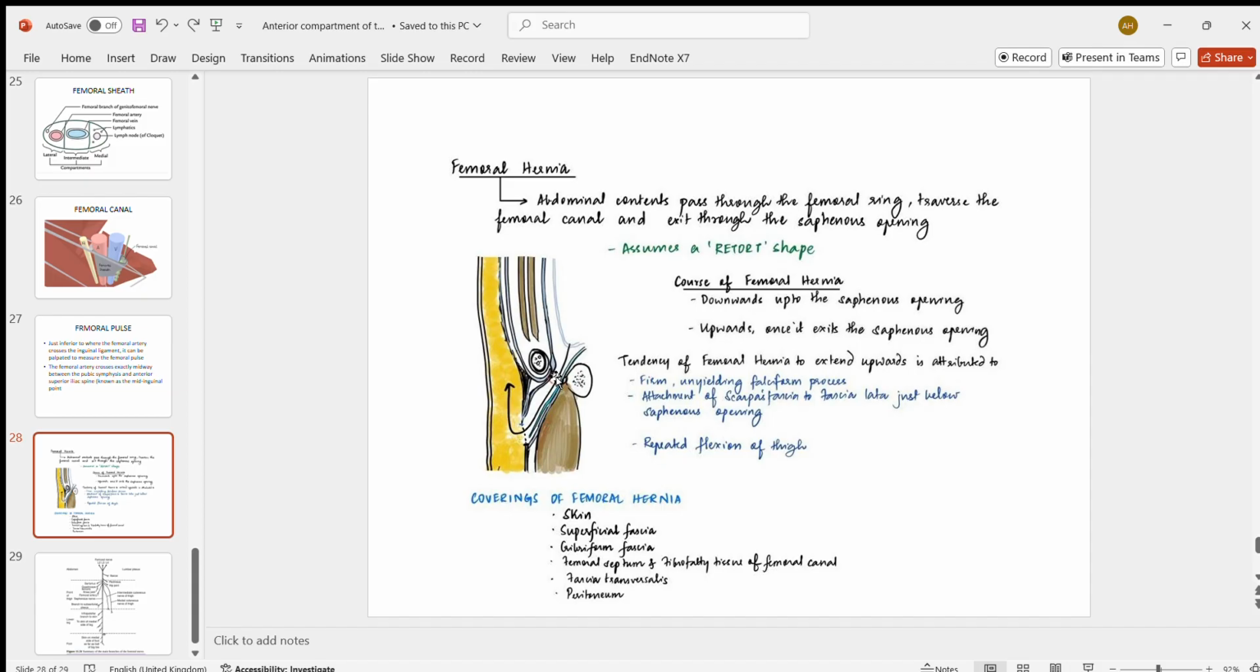So reduction of the femoral hernia is in the opposite direction. That is, the doctor reduces it first backwards and then upwards through the femoral canal, through the femoral ring into the abdomen back.